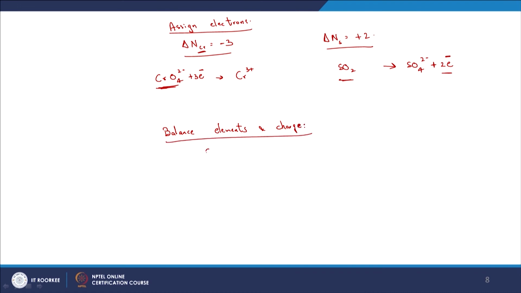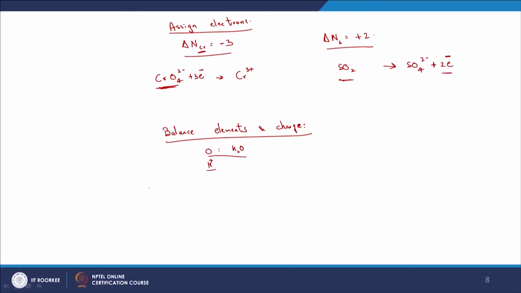So usually I am going to balance oxygen by adding H2O, and balance charge by adding H+. By then you should be able to see a balanced half reaction. So let's do that out here. We have CrO4 2- plus 3 electrons goes to Cr3+. The moles of chromium on both sides are the same, so chromium is balanced, and I don't need to do anything here.